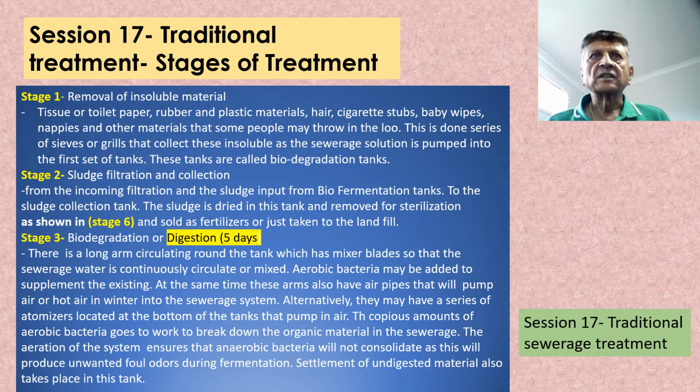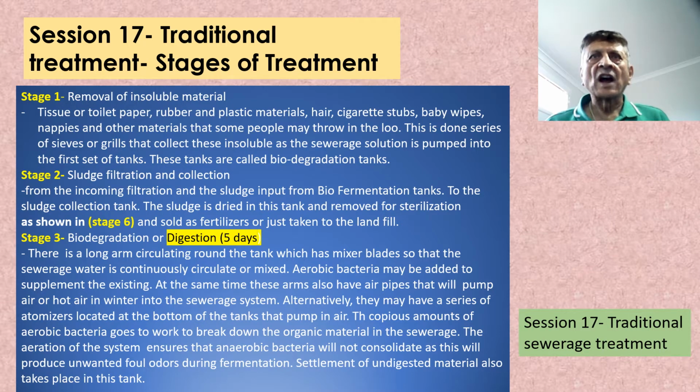The sludge that is filtered is collected and taken into a special sludge collection tank where it is dried and then removed for sterilization as in stage 6. It is then sold as fertilizer or just taken to the landfill. The next stage, stage 3, is biodegradation or digestion.